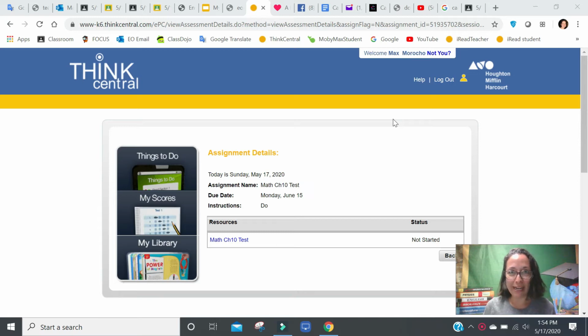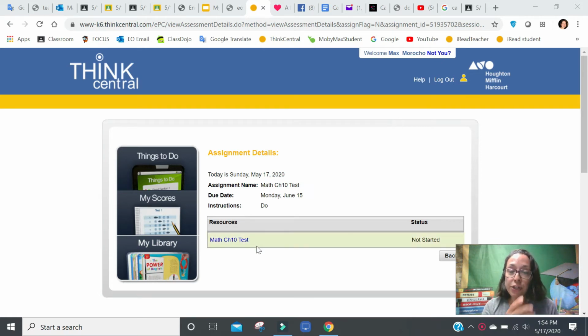I hope that you're ready. Vamos a tomar nuestro examen de capítulo 10. Espero que estén listos. Before we start, let's make sure we have our thinking cap on. Pon el casco de pensar. One side, chapter 10. The other side, math. Make sure it's tight. Okay, so está matemática, capítulo 10, y que esté seguro.